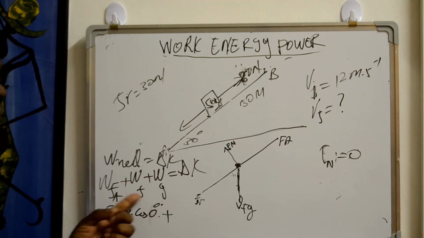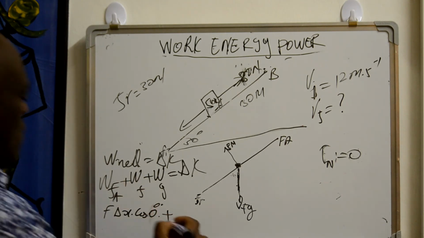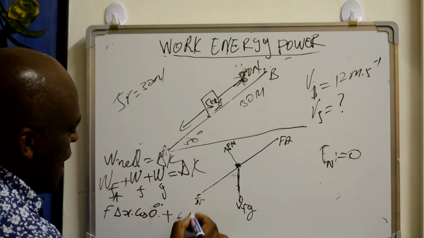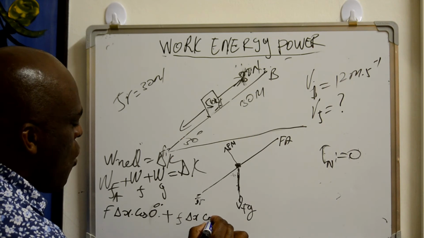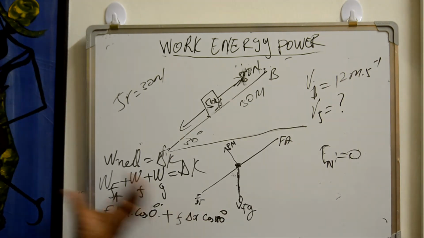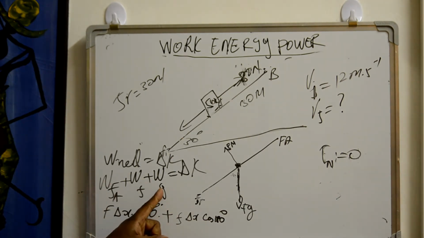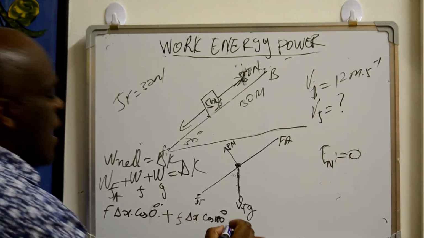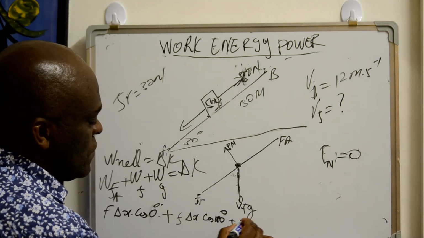Then what is the work done by the friction? Friction is F delta X cos 180 degrees, because your friction is in the opposite direction. What is the work done by the gravity?